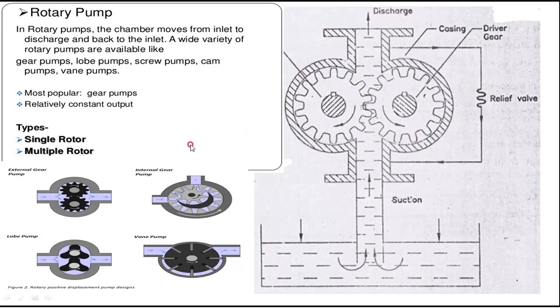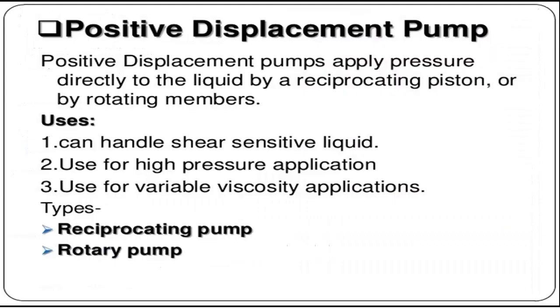Displacement pump means what? You are just displacing the water from one place to another. When you displace the water, a vacuum is created in the earlier place. To fill the vacuum, other water will come and sit there, and again that is displaced. We are not inducing any external energy into the water. These are positive displacement pumps.